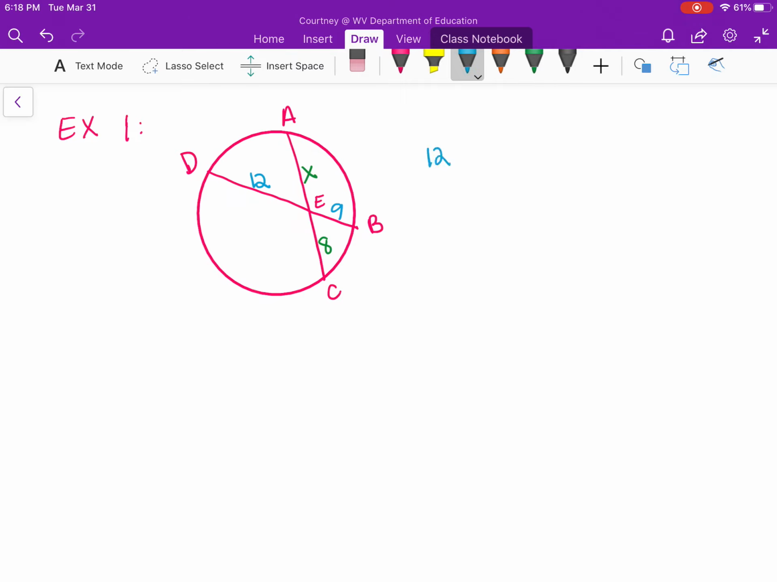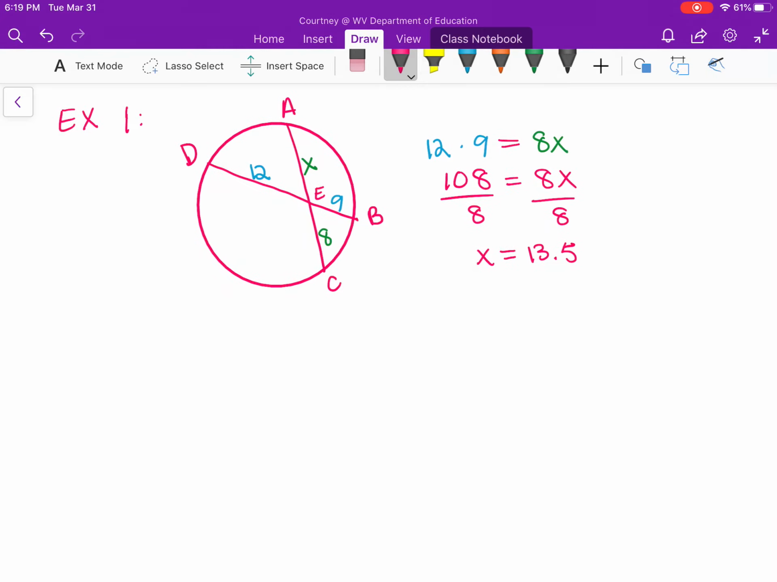So we're going to say 12 times 9 equals 8 times X. 12 times 9 is 108, and that equals 8X. Then you just divide by 8, and X equals 13.5. That was pretty easy. Let's try a little bit of a harder one.